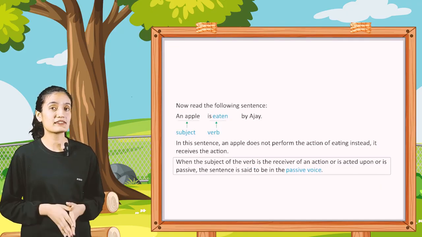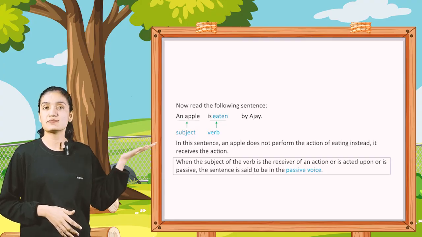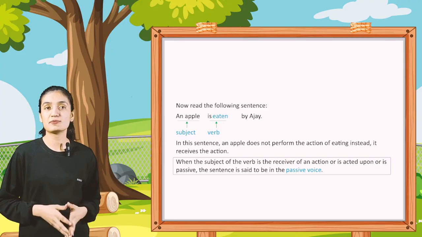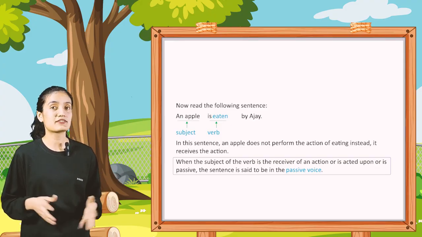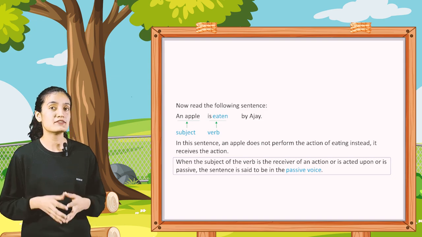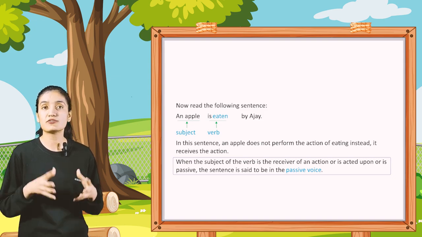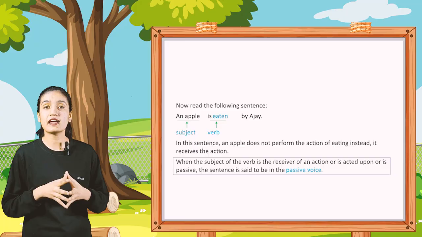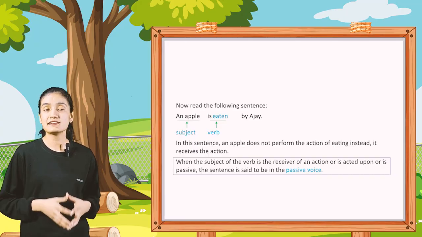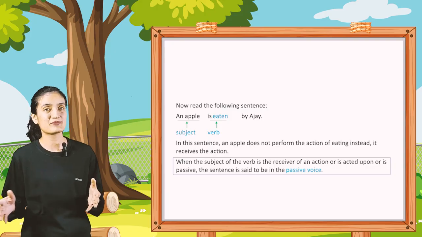Now read the following sentence. An apple is eaten by Ajay. An apple is subject. Eaten is verb. In this sentence, an apple does not perform the action of eating. Instead, it receives the action. When the subject of the verb is the receiver of an action or is acted upon or is passive, the sentence is said to be in the passive voice.